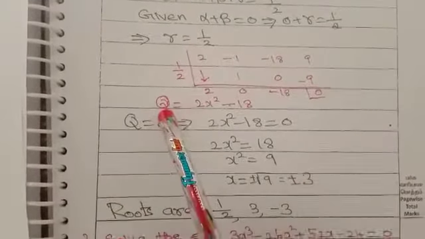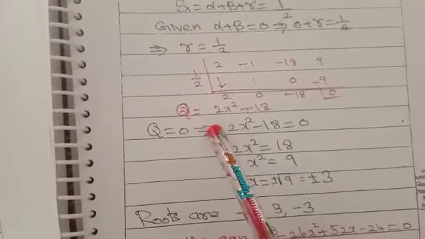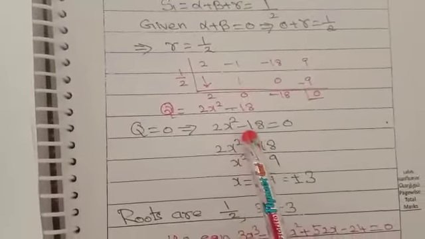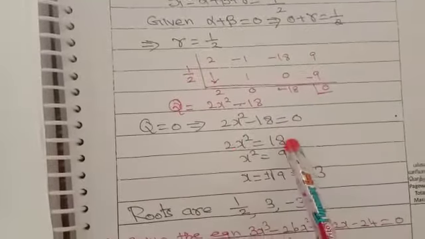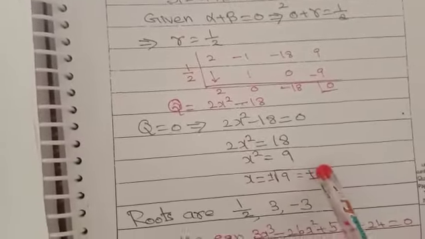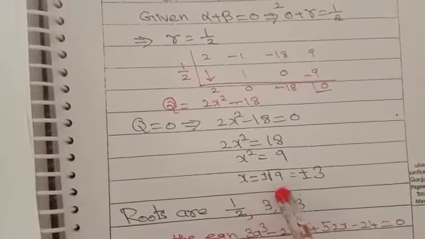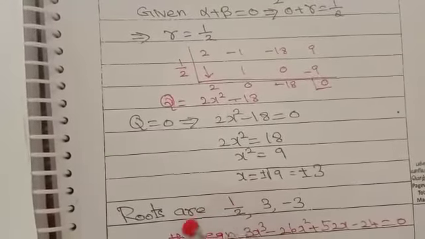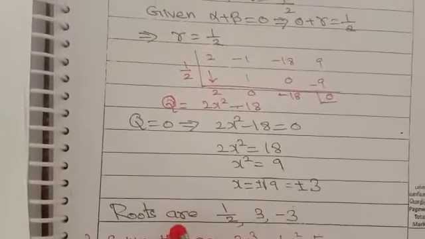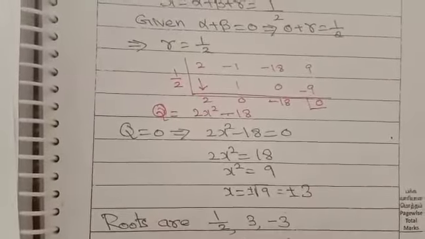Therefore, we are getting the quotient as 2x square minus 18. So q equal to 0 implies 2x square minus 18 equal to 0, 2x square equal to 18, x square equal to 9. So x is equal to plus or minus 3. So what are the roots? 1 by 2, 3, minus 3. This is correct because it is a cubic equation, it must have 3 roots. So we are having 3 roots: 1 by 2, 3 and minus 3.